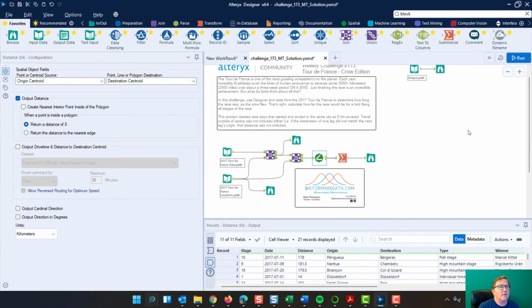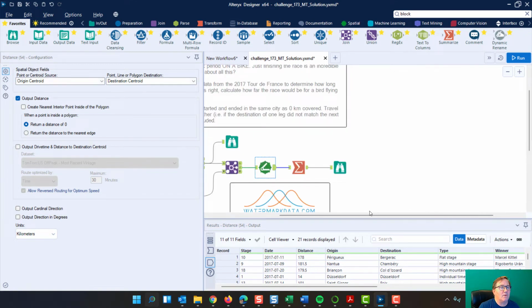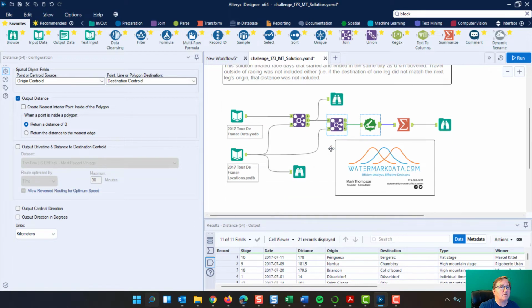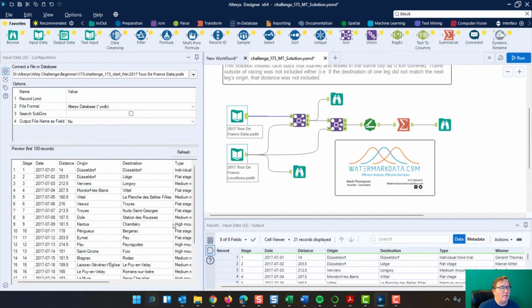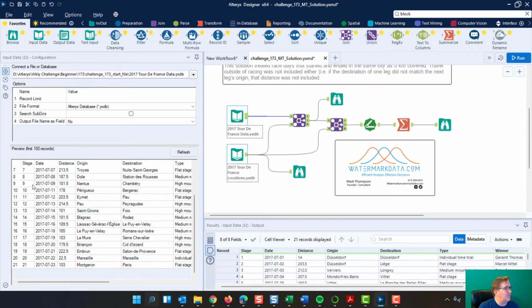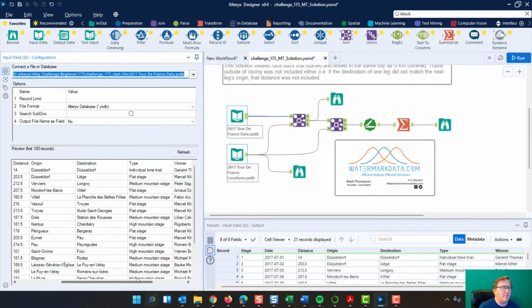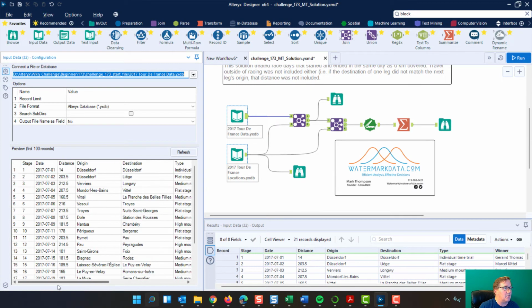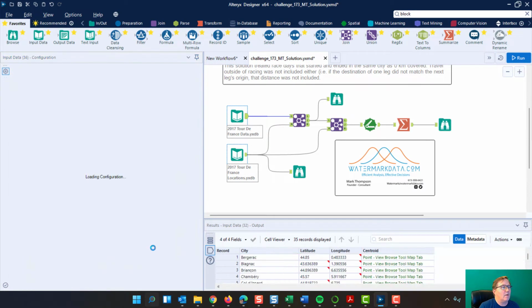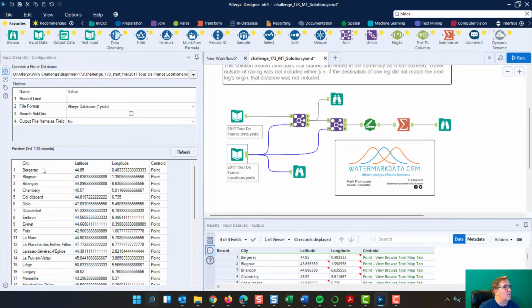This is going to be a fairly easy challenge, short, there's not much going on. We're given two pieces of data. One of them is each stage of the race, and it provides an origin and a destination, and it provides some other information that we're not going to be using. And the other one gives us a lat/long for each of those locations.